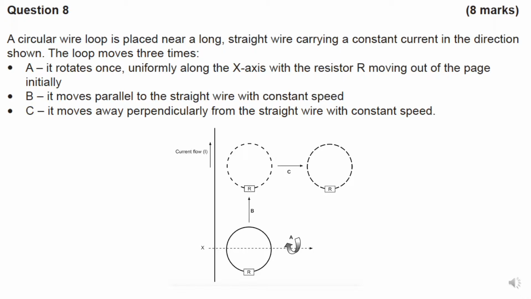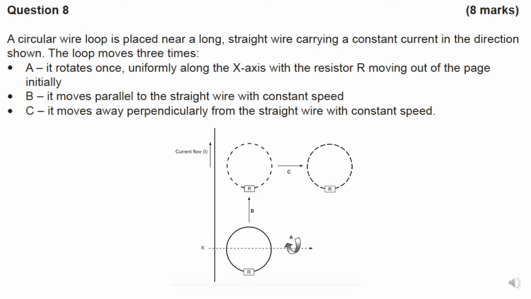The loop moves 3 times. A, it rotates once, uniformly along the x-axis with the resistor R moving out of the page initially. B, it moves parallel to the straight wire with a constant speed. And then C, it moves away perpendicularly from the straight wire with a constant speed.